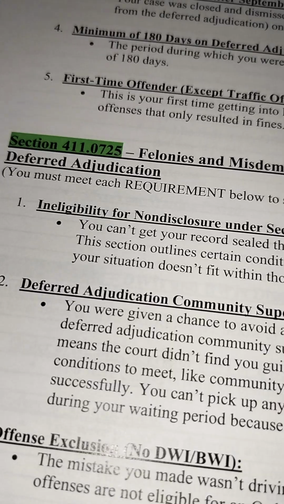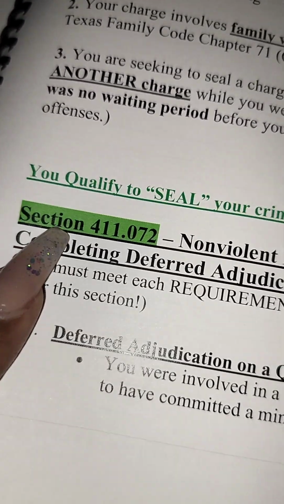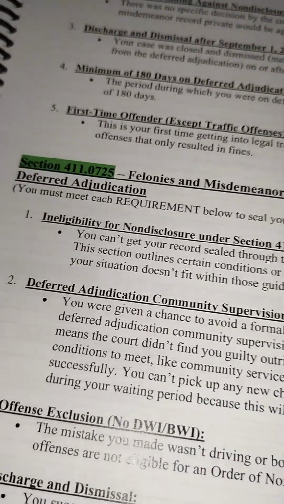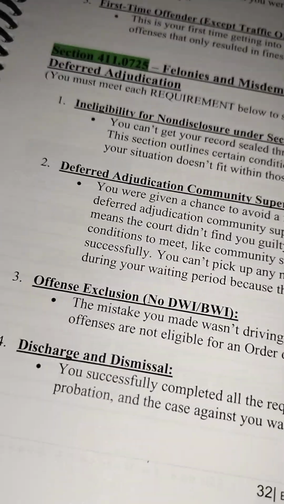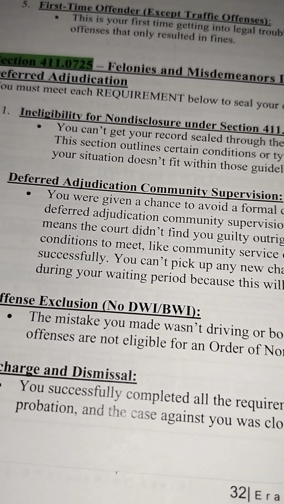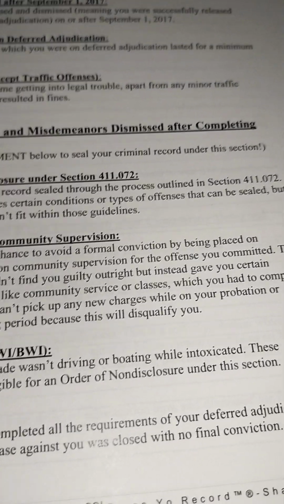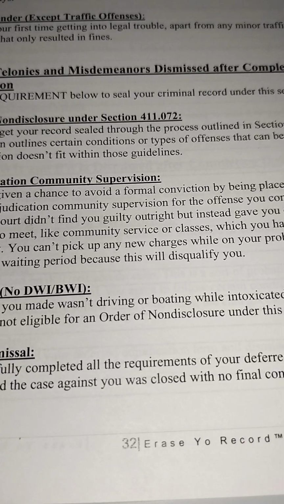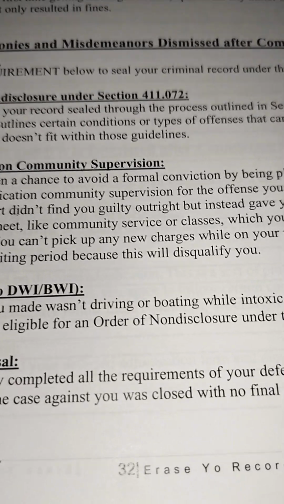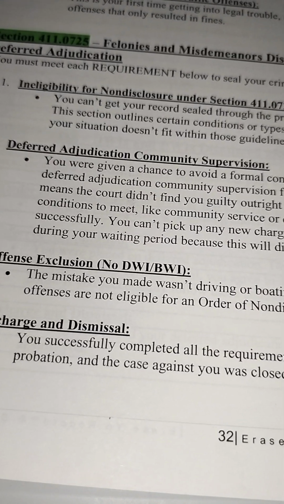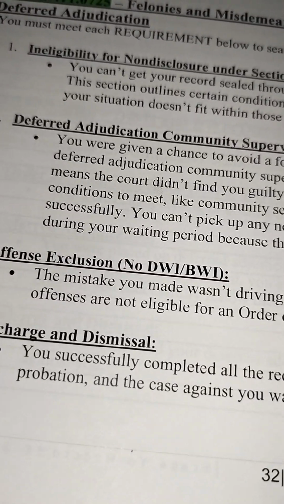This talks about if you qualify for sealing your record under 411.072, you cannot do it under 411.0725. So that's number 1. Number 2 is deferred adjudication community supervision. You were given a chance to avoid a formal conviction by being placed on deferred adjudication community supervision for the offense you committed. This means that the court did not find you guilty outright, but instead gave you certain conditions to meet, like community service or classes, which you had to complete successfully.